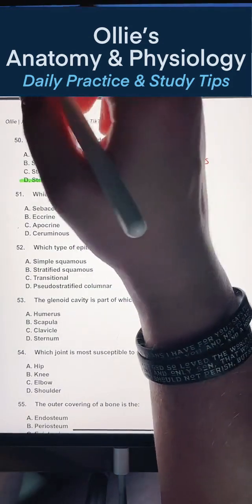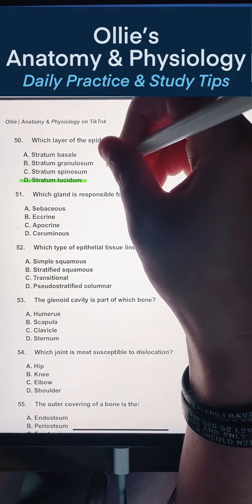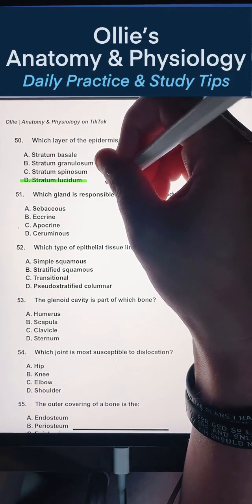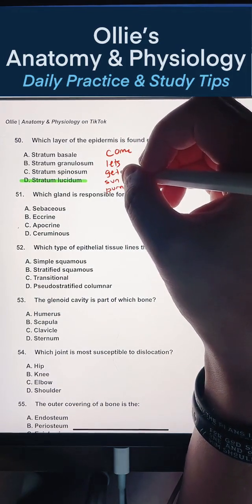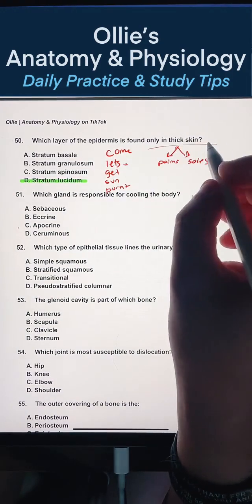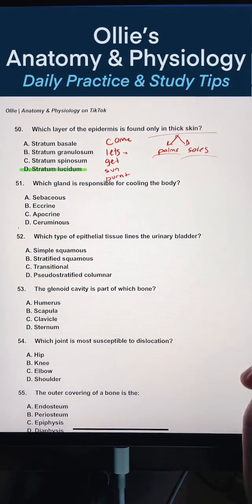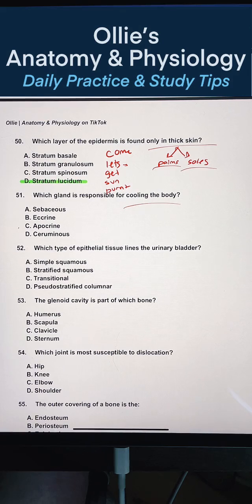But it is stratum lucidum. Remember, in the beginning of the live stream, we had our little saying here, come let's get sun burnt. Corneum, lucidum, granulosum, spinosum, basal layer. Lucidum, again, only found in thick skin, palms and soles of your feet. Alrighty. Number 51. Which gland is responsible for cooling your body? I kind of have a mix of all the questions here as well. But we're on number 51 now. Which gland is responsible for cooling the body?